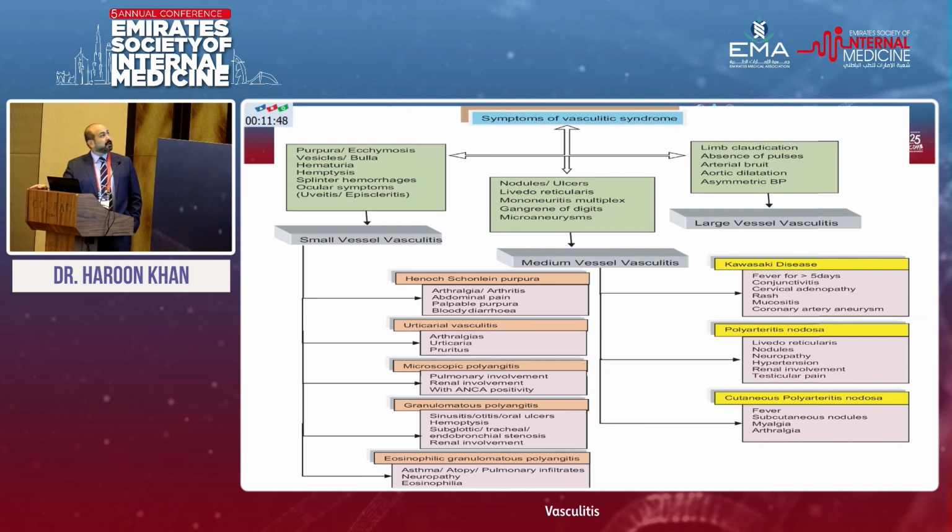Coming to, I think, the one that most of us commonly come across, the small vessel vasculitis. You can have purpura or ecchymosis. They can be vesicles, which you can feel with a bit of fluid in it. Hematuria, hemoptysis, splinter hemorrhages. You can have ocular symptoms, including scleritis, episcleritis, uveitis. And here you can see the other groups in much more detail. I'm not going to go through them.